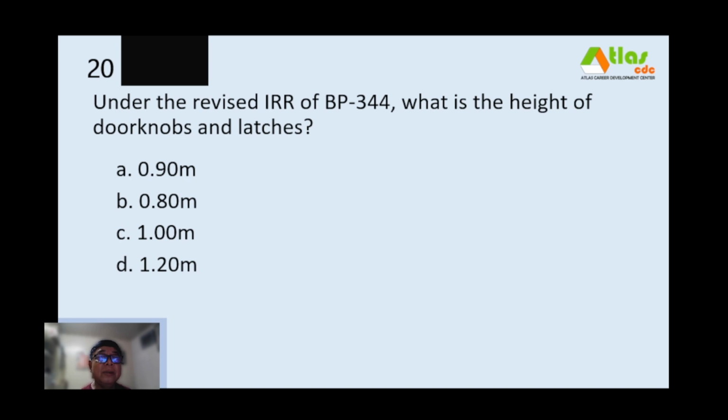So number 20. Under the revised IRR of BP344, what is the height of doorknobs and latches? A. 0.9, B. 0.80 meters, C. 1 meter, and D. 1.20 meters.